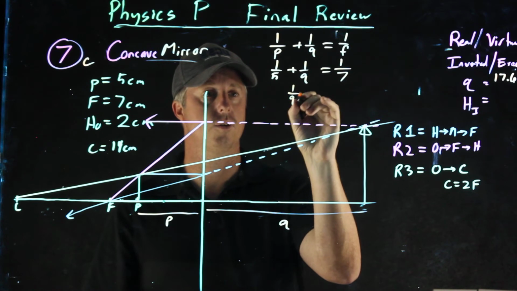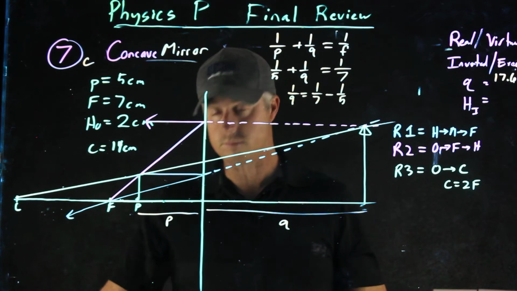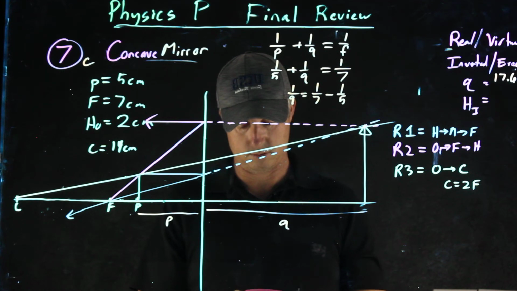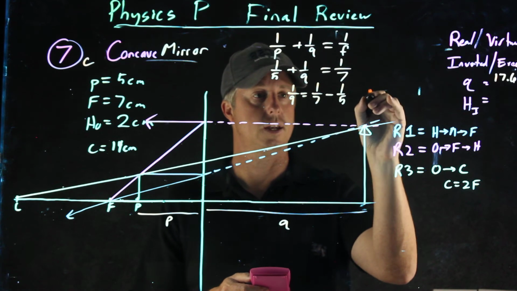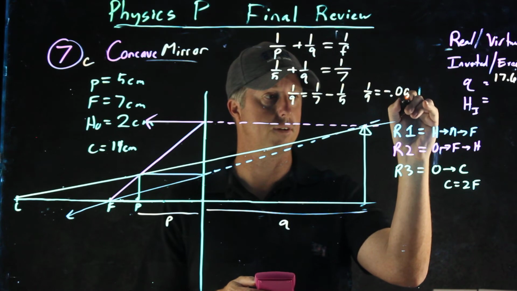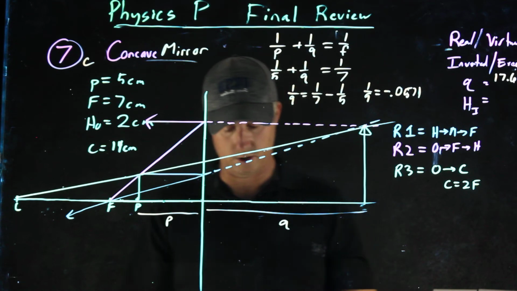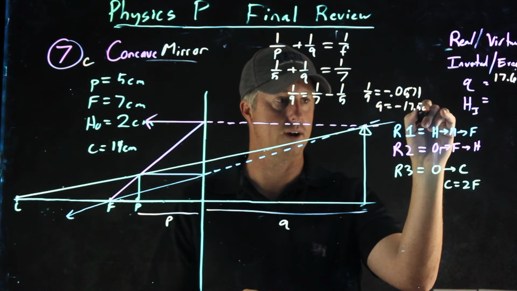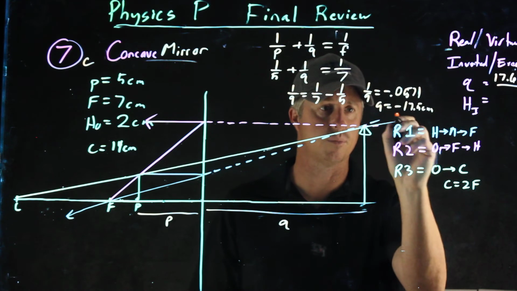So 1 over Q equals 1 over 7 minus 1 over 5. And then we can just plug that into the calculator. 1 over 7 minus 1 over 5. That gives me, right now, 1 over Q equals negative 0.0571. So 1 divided by that answer, so Q is equal to negative 17.5 centimeters. Now that's pretty good for measurement. Okay, this number matches.